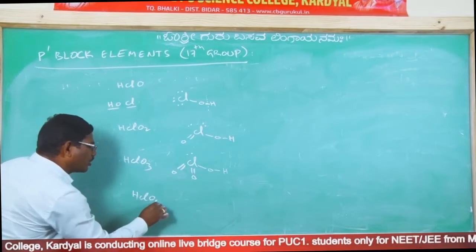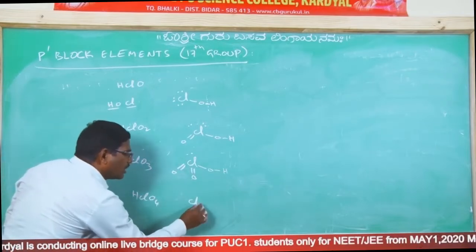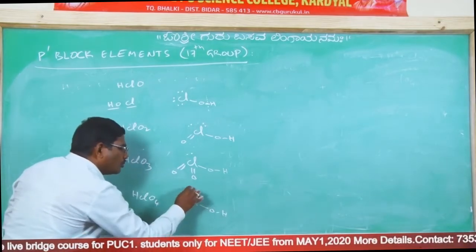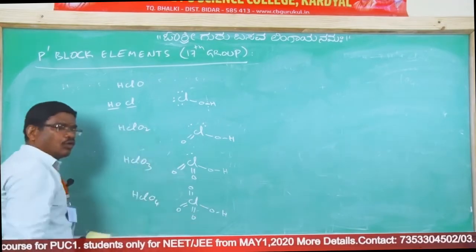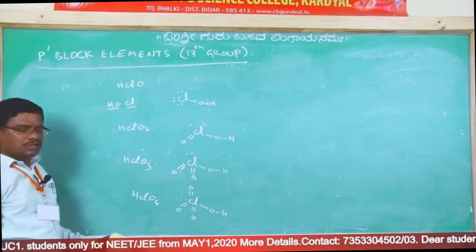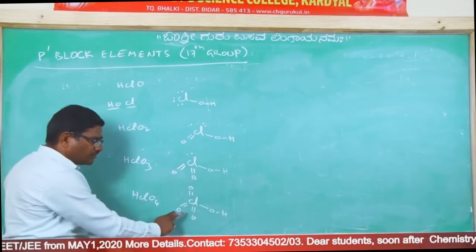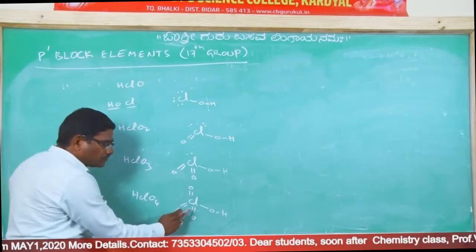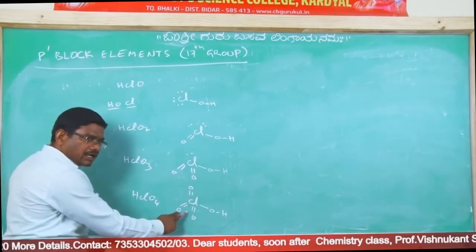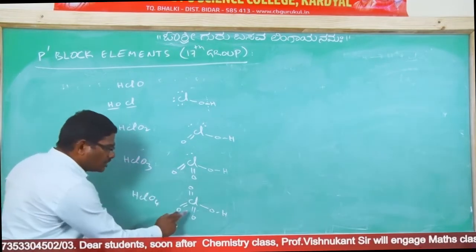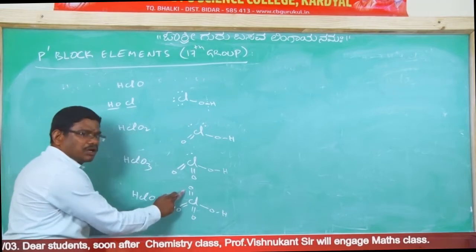Similarly, if you go to perchloric acid, ClOH is common. Here double bond O, here also double bond O. No lone pairs of electrons. Now heptavalency of chlorine is satisfied. No lone pairs of electrons. So therefore, here it is tetrahedral geometry, not deviated from the original structure. Now here 1, 2, 3 pi bonds are there.